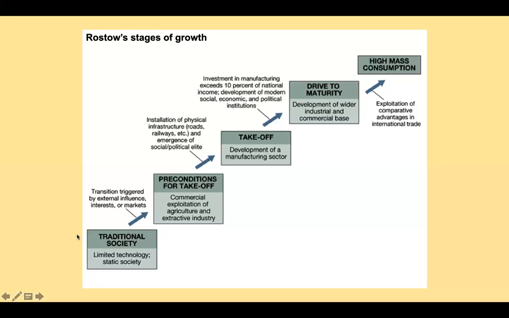triggers this sort of initial takeoff to this preconditioned stage where there's the emergence of commercial agriculture and exploitation of early initial extractive natural resource-based industries, oftentimes just the export or the production of natural resources, be it whatever it is that they have abundantly available. But the key difference between this second stage and the first stage is that there's the commercial exploitation, the exploitation for profit and for the express purpose of generating income or generating wealth and accumulating wealth through this early commercial agriculture, agricultural expansion in extractive and natural resource-based industries.